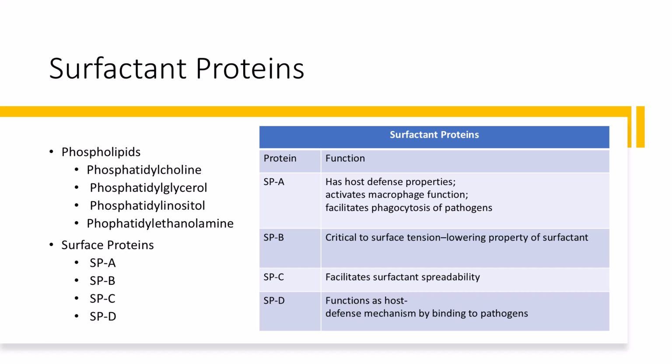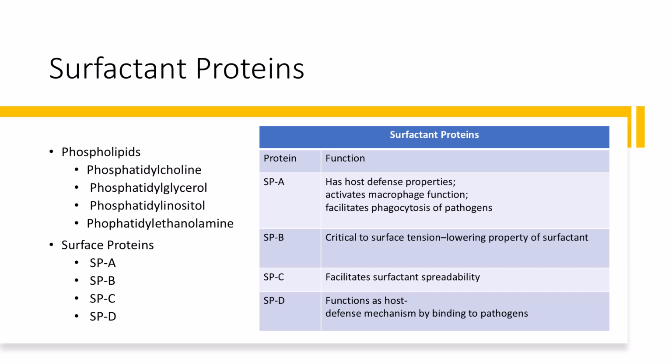Without these proteins, the surfactant would not form a stable monolayer, and the alveoli would collapse during exhalation, leading to respiratory distress. By reducing surface tension, surfactant proteins help maintain alveolar stability, ensuring that the alveoli remain open and functional during the breathing cycle. This is critical for efficient gas exchange.